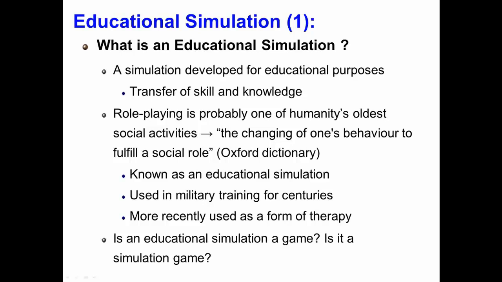Role-playing, which is one of humanity's oldest social activities, is in fact a form of educational simulation. Role-playing itself can be defined as the changing of one's behavior to fulfill a social role, according to the Oxford Dictionary. Role-playing itself dates back many thousands of years, and it was probably first performed around the campfire and later in some form of theater. Essentially, it was used for entertainment purposes and to allow for communications well before we became literate.